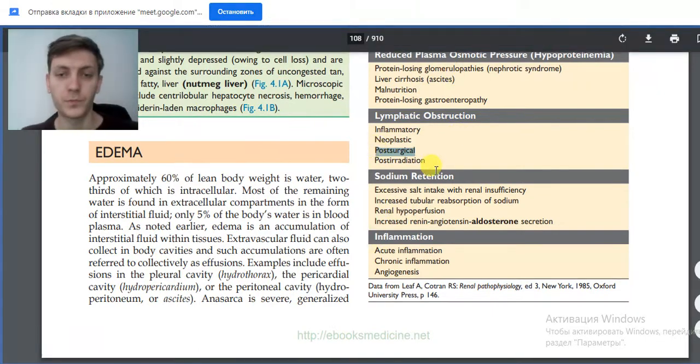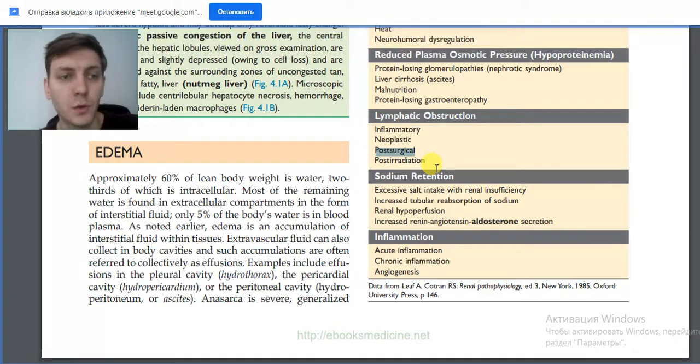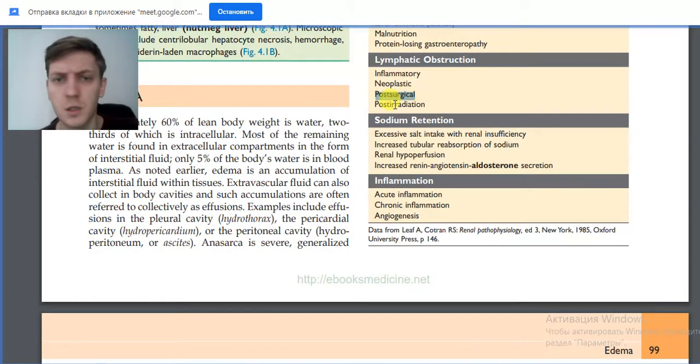Okay, and after any surgical procedure which causes the removing of lymph nodes, it might cause the lymphatic obstruction after this. So, and post irradiation, so what's post irradiation? Okay, we'll discuss it later, I think.